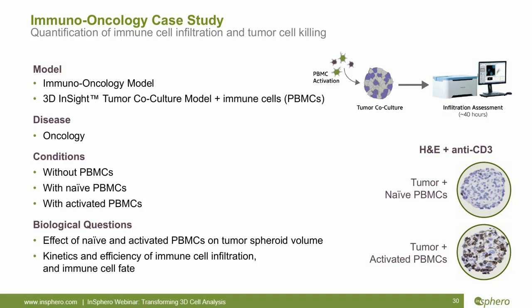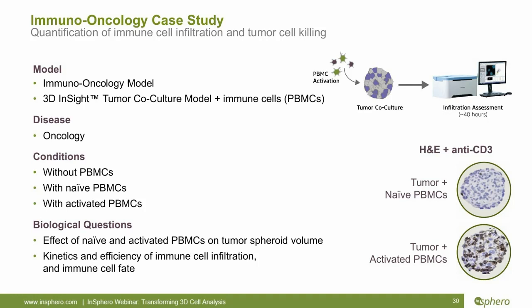We used a tumor co-culture model that was comprised of both epithelial and stromal cells, and we evaluated 3 conditions: tumor spheroids without immune cells, with naive immune cells, or with 3D CD3, CD28 activated immune cells. As the illustration on the top shows, the immune cells are added to fully formed tumor spheroid co-cultures. And following the addition of immune cells, the infiltration and tumor cell killing was monitored for 2 days in a live imaging mode.